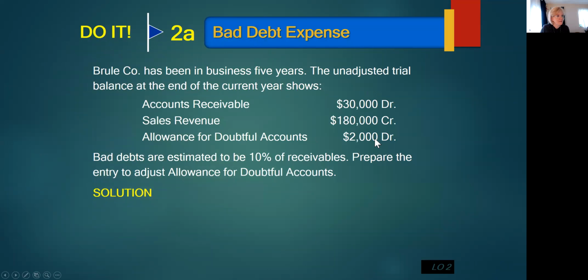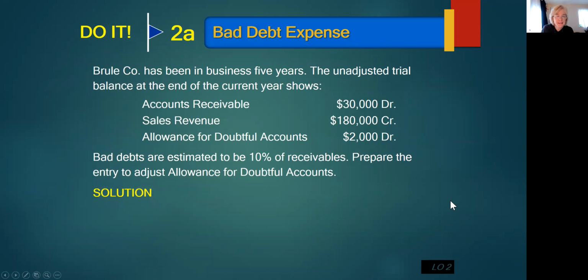So we say it's a debit balance. Oops, we wrote off more than we had in the account. And now we're going to update our allowance account. We use 10% of receivables, accounts receivable 30,000.